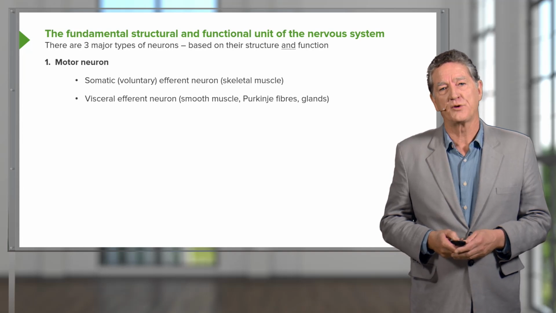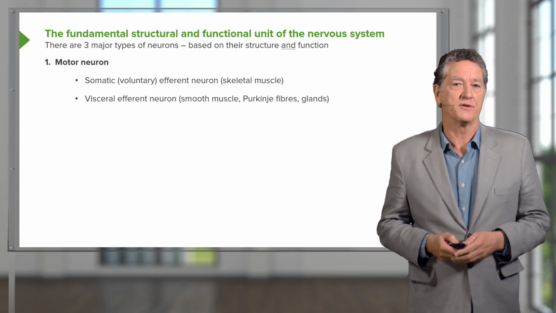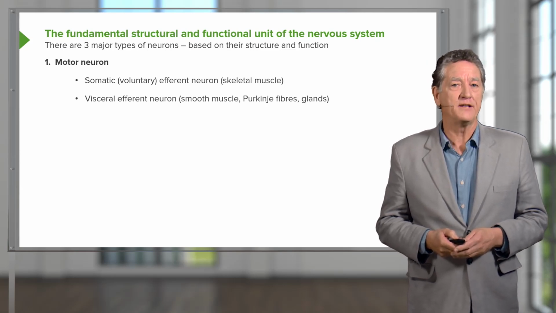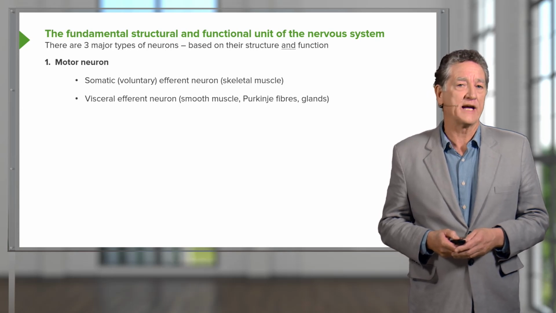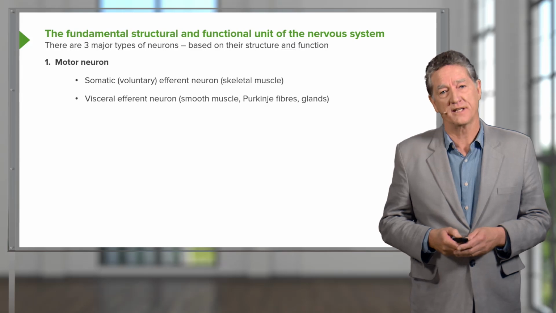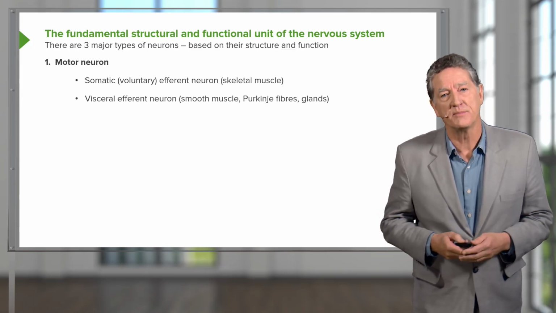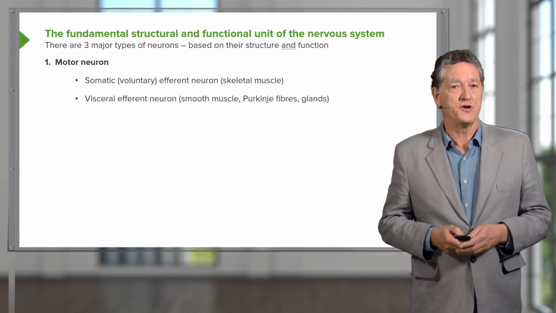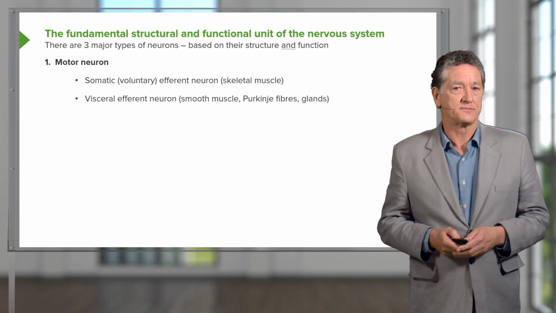Now, I've also got the term efferent neuron there to describe both the somatic neurons and also the visceral neurons. Efferent means exiting the brain and spinal cord. Think of E for efferent, E for exiting. And it's the way I remember that all efferent neurons are motor neurons.